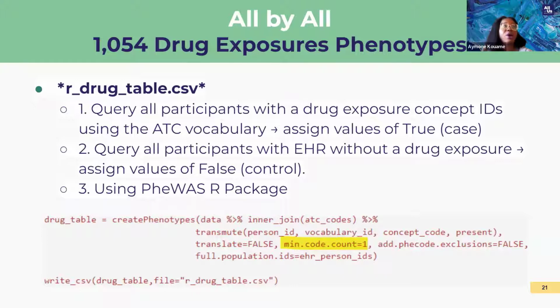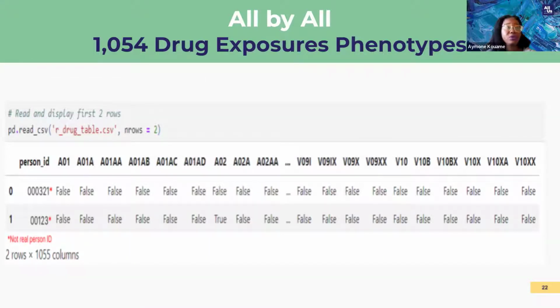And then we used the PheWAS package, the R PheWAS package, to create the phenotype table. And we did use a minimum code count of 1. That question came up a couple of times about the minimum code count. So for the drug, it was 1. And that's it. This is what the table looks like. You have a person ID, and then each column is a different phecode. And each of these phecodes will be a different notebook for the summary.